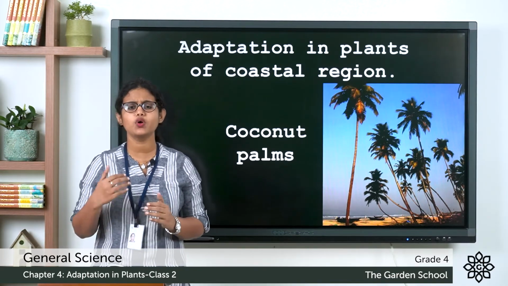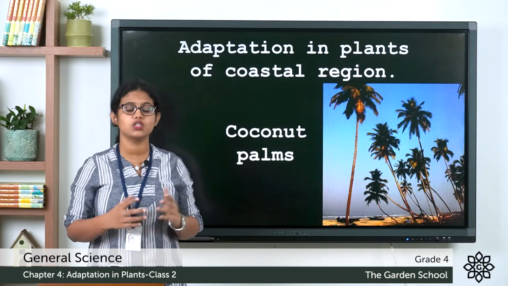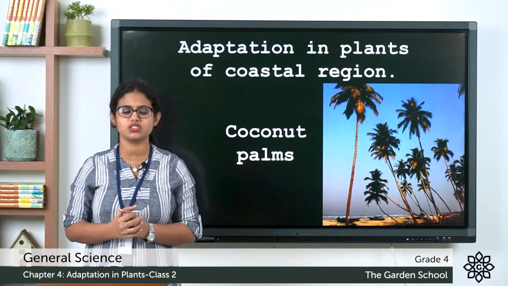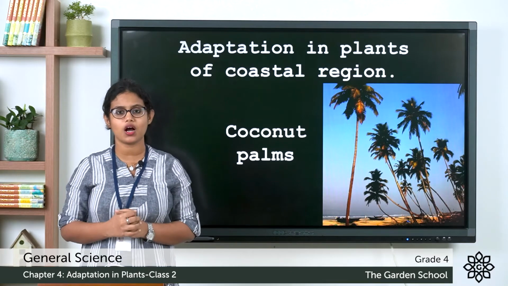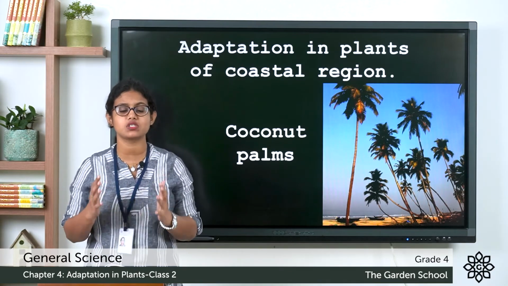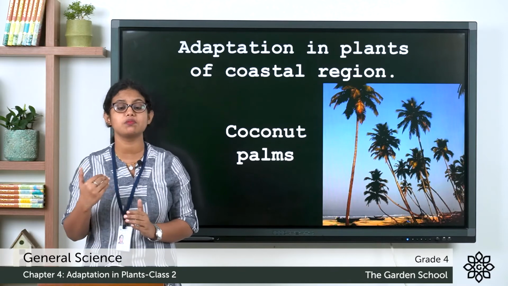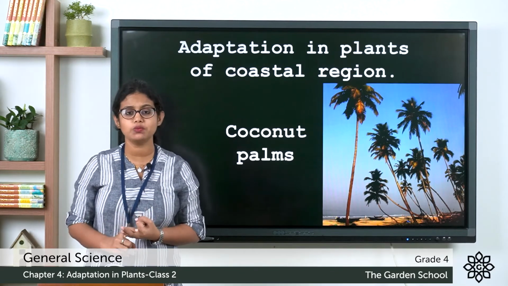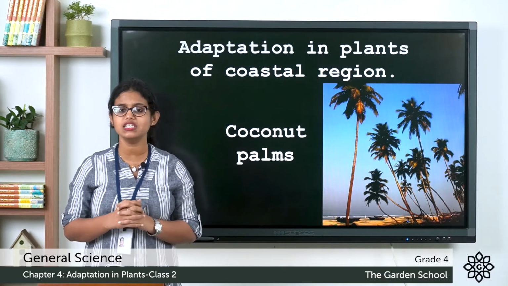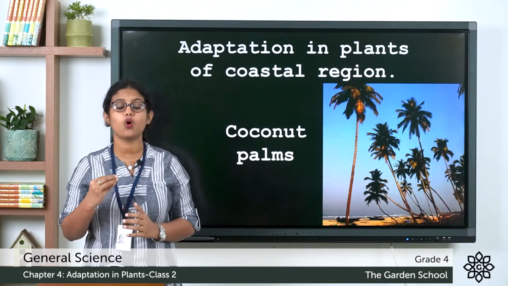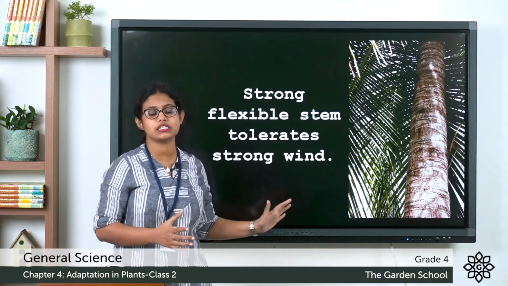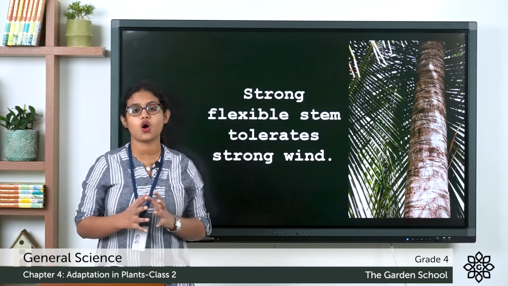So today we are going to learn about the coconut palm, which grows in the warm coastal regions like Kerala and Goa. And these coconut trees have special features that help them to adapt to the bright sunlight, strong wind, heavy rainfall, high humidity, etc. So let's see what are these features. So coming to the first one, that is about the stem of coconut tree.